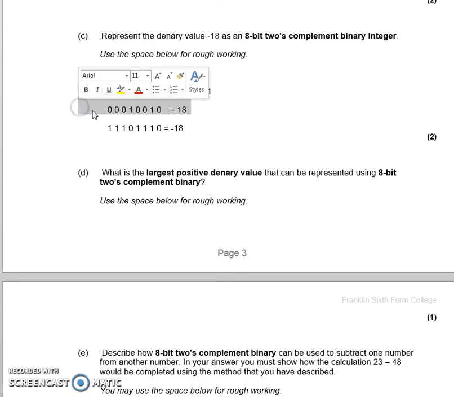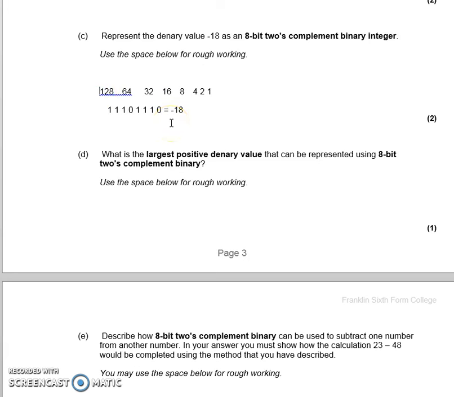Remember, with a negative 2's complement number, the most significant bit is minus 128. So if we tried this out, minus 128 plus 64 plus 32 plus 8 plus 4 plus 2, that will give minus 18.